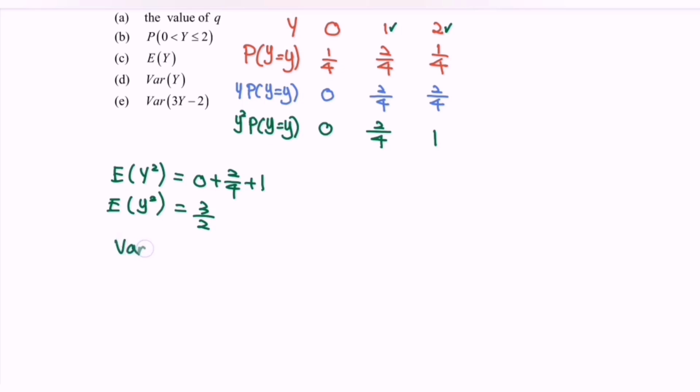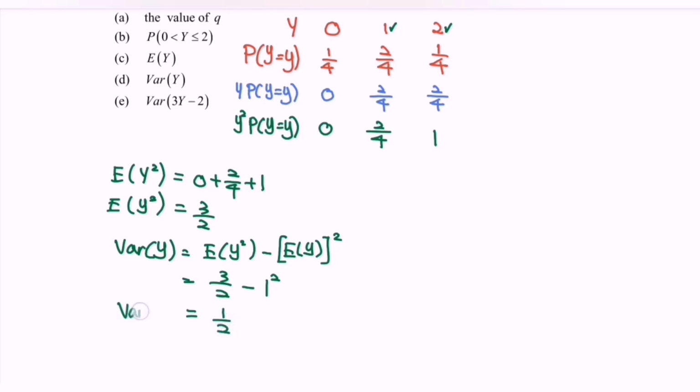Next is to find the variance of y, where we have the expectation of y squared minus the mean squared. So in here we have 3 over 2 minus the mean, which is equal to 1. So 1 squared, we will have 1. So the answer is 1 over 2 for the variance of y.